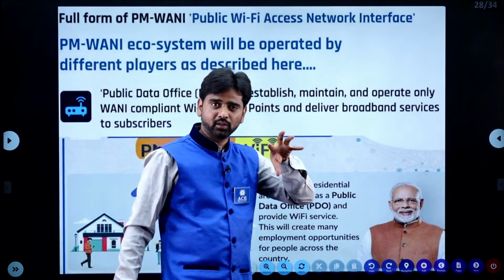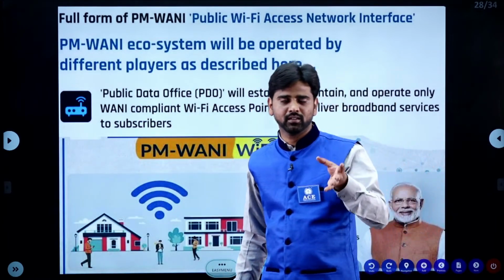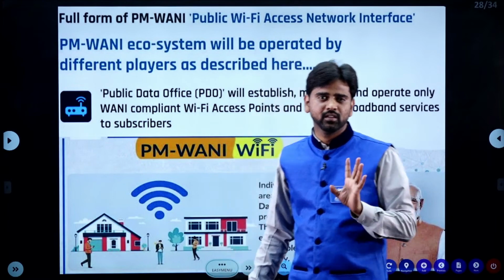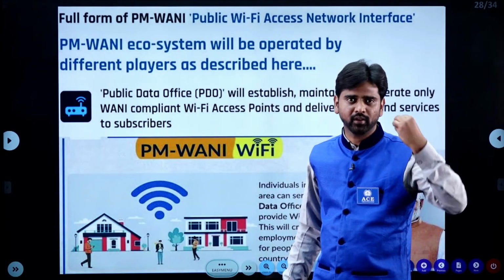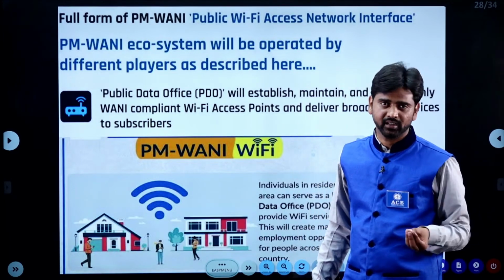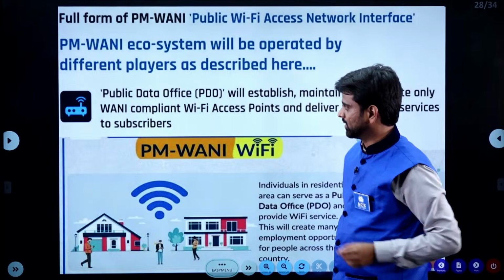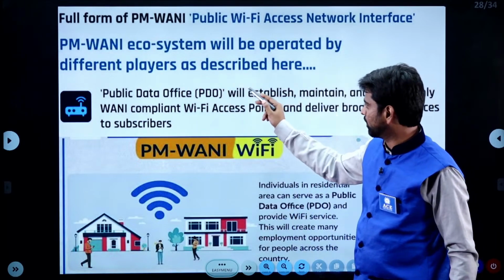So you can make that Wi-Fi a public interface, that is open, without any passcode or security code, so that it will be useful for the public in order to increase their business, increase their trade. So obviously that is related to this PM1. PM1 is an ecosystem, which will be operated by different players as described.